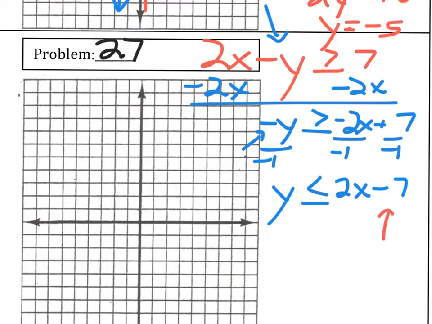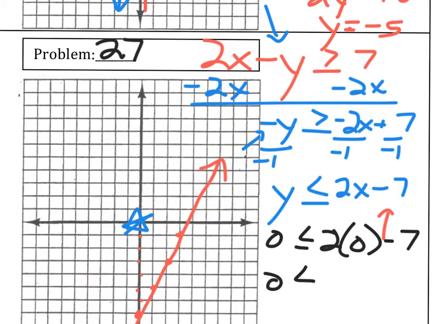7's my y-intercept. By that I mean negative 7. 2, 3, 4, 5, 6, 7. Negative 7. Up 2 over 1, up 2 over 1. Give me that solid line. Ooh, nice arrow there by me. I got to do a test point here. Basically 0, 0. I'm going to plug in 0 and 0.